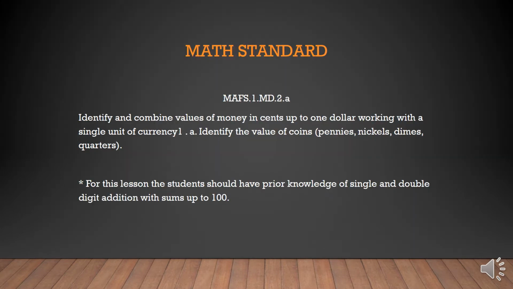Today, our standard that we are going to be concentrating on is MAFS 1 and D 2A. This is to identify and combine values of money in cents up to $1 working with a single unit of currency. Identify the value of coins, pennies, nickels, dimes, and quarters. That means to learn how much each is worth. For this lesson, our students should have prior knowledge of single and double-digit addition with sums up to 100.